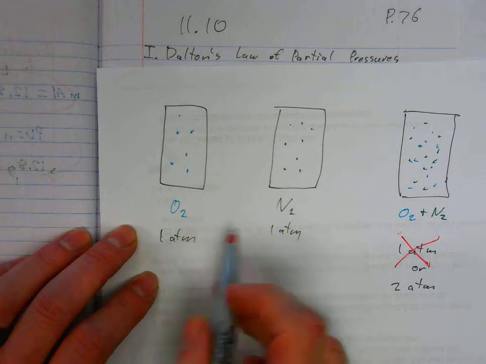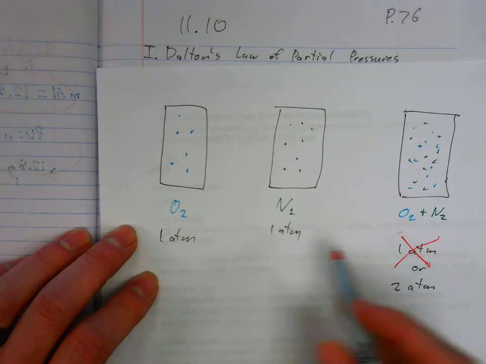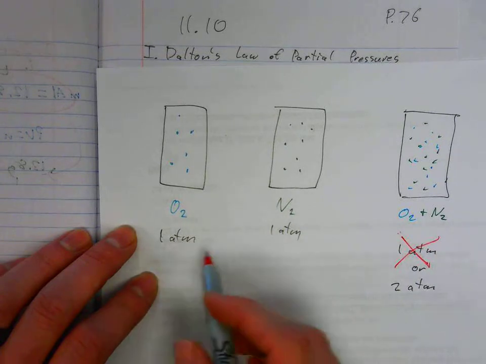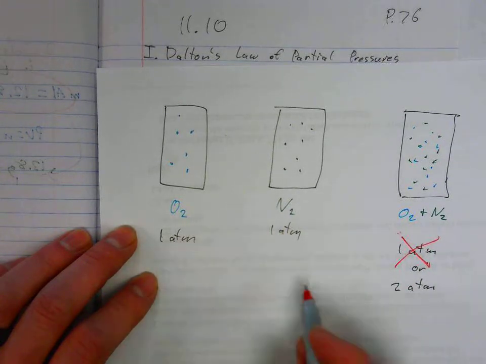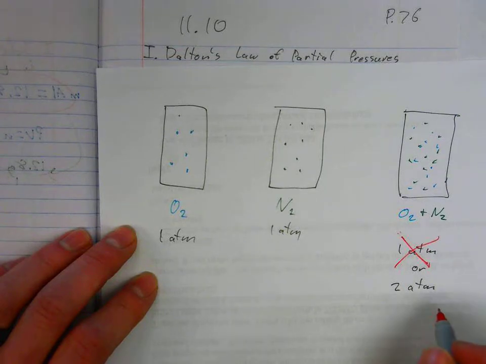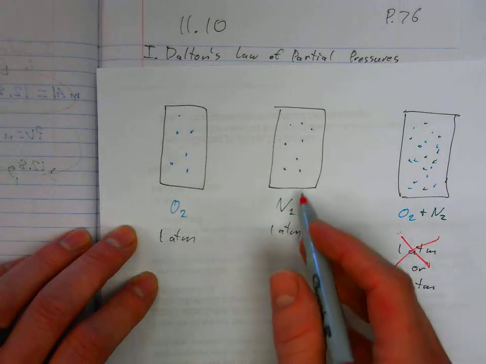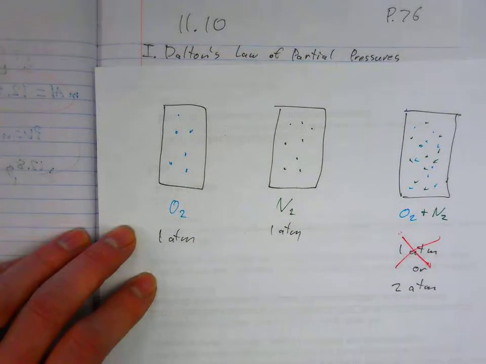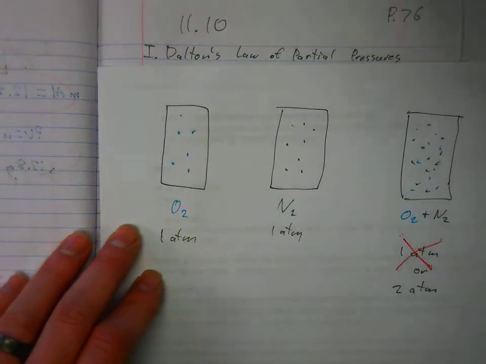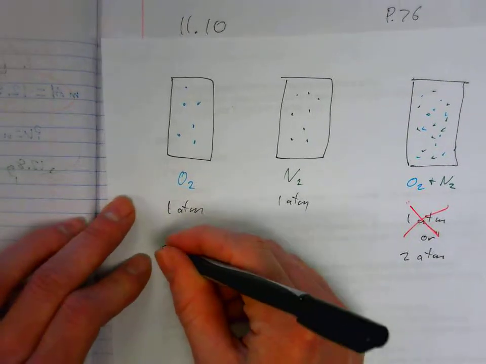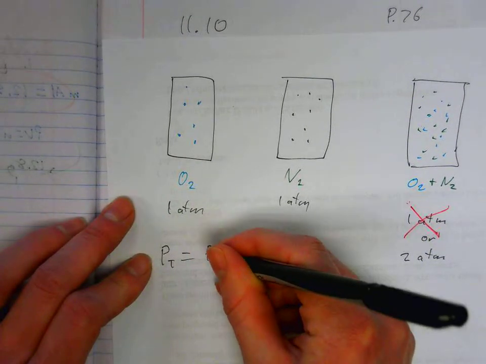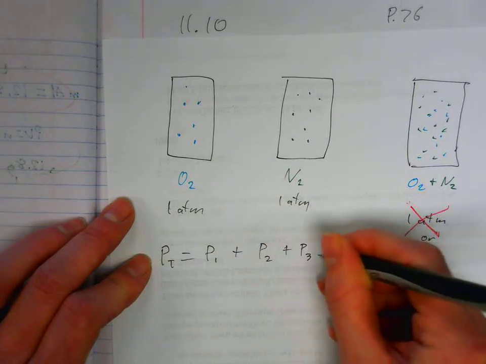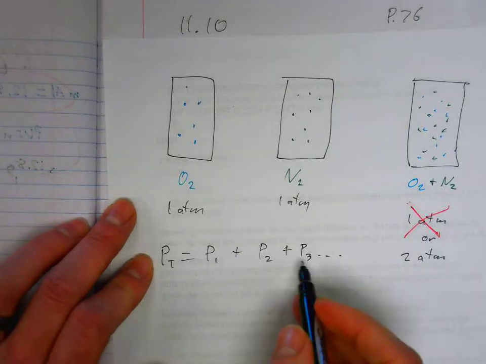And they combine such that they both contribute equally to the pressure. And pressure is determined directly by the number of particles. There's a direct relationship there. So Dalton's law says that the total pressure is equal to the sum of the partial pressures. So we add up the partial pressures to find the total pressure of a mixture of gases.